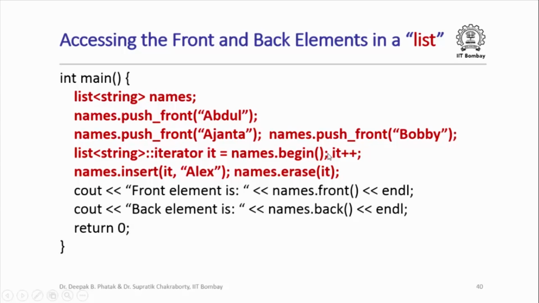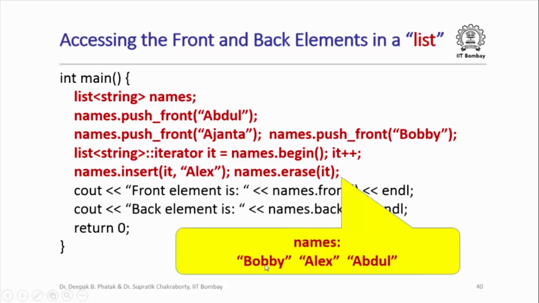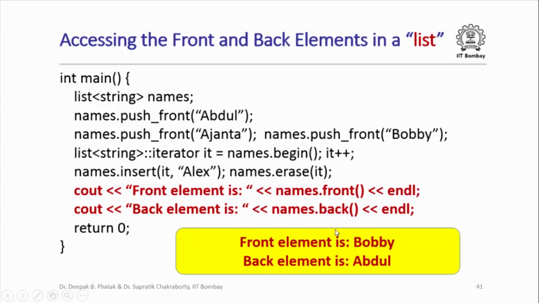So for example, here in the part of the code highlighted in brown, I have created the list with Bobby at front, then Ajanta and Abdul at back. Then we have seen this, that the next part of the code basically inserts Alex between Bobby and Ajanta, and finally this erase IT erases Ajanta. So we basically have the list Bobby, Alex, Abdul. And now in this list, if I say please give me the front element, please give me the back element, I will get Bobby and Abdul. So that's what I get when I try to print these out. The front element is Bobby and the back element is Abdul.